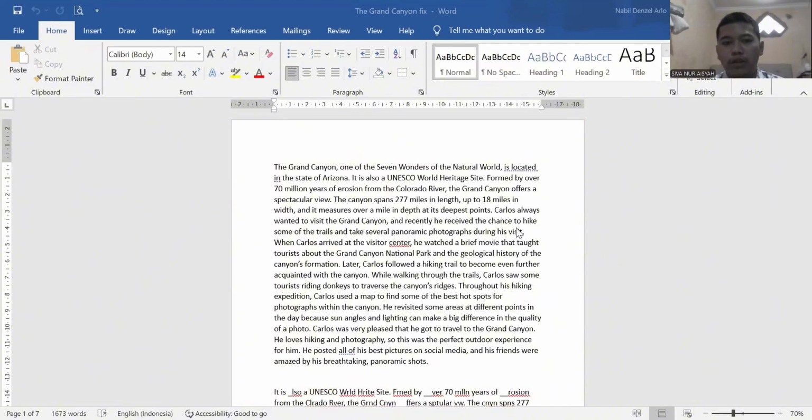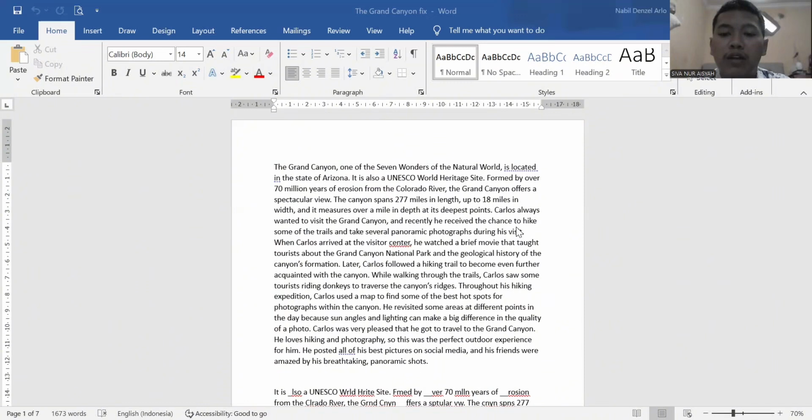And part two is the C-test text. The Grand Canyon, one of the seven wonders of the natural world, is located in the state of Arizona. It is also a UNESCO World Heritage Site formed by over 70 million years of erosion from the Colorado River. The Grand Canyon offers a spectacular view. The canyon spans 277 miles in length, up to 18 miles in width, and it measures over a mile in depth at its deepest point.